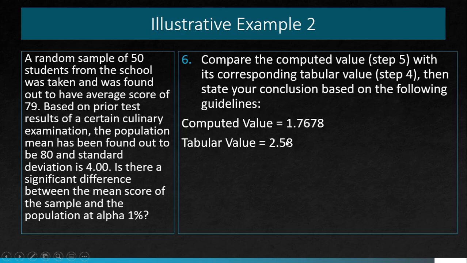And proceeding to step 6, we will now compare your computed value and your tabular value. Which one is higher, computed or tabular? What will be the conclusion now? If your tabular value is higher than computed value, are we going to accept your null hypothesis, or are we going to accept the alternative hypothesis? Here's the answer. Computed value is less than your tabular value. Therefore, we will accept our null hypothesis and we will reject the alternative hypothesis.